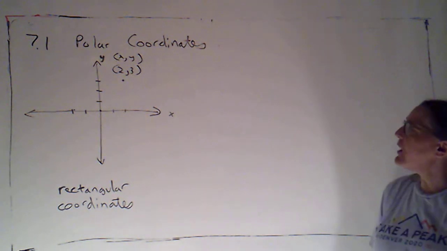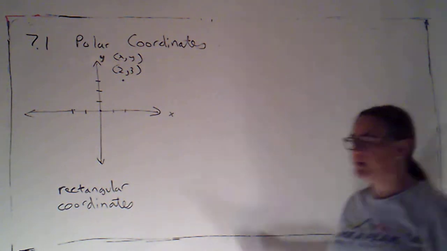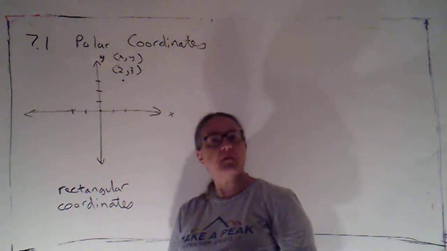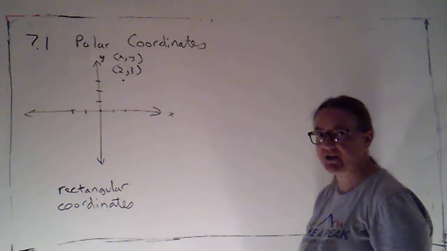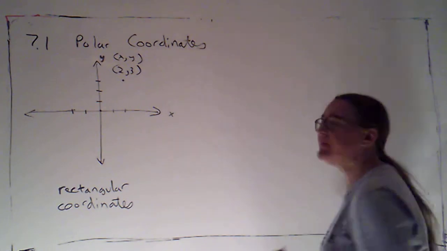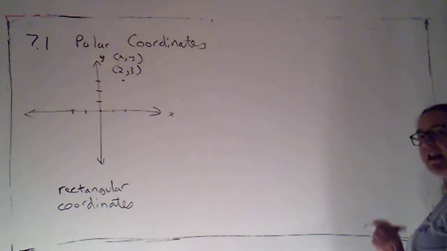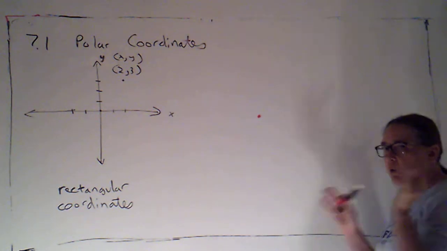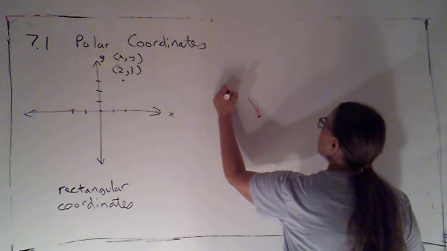Okay, well, in polar coordinates, we're also going to be describing locations on a plane. We're just going to be describing them with different pieces of information. It's still going to be a pair of numbers, but they're going to give me different information because I'm going to have a different frame of reference. I'm going to have a special point, which will be the pole.